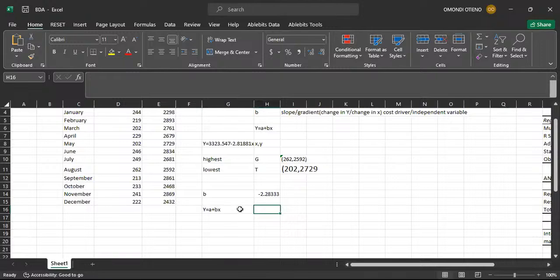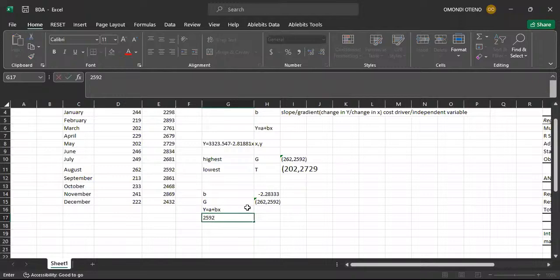Now, at this point, we are saying that Y is equal to A plus BX. So within these pairs that we have, X represents the machine hours and Y represents the total production cost. So let's pick any of them. Let's say we want to use the G pair. So this G pair is showing us something here. Y is the total cost.